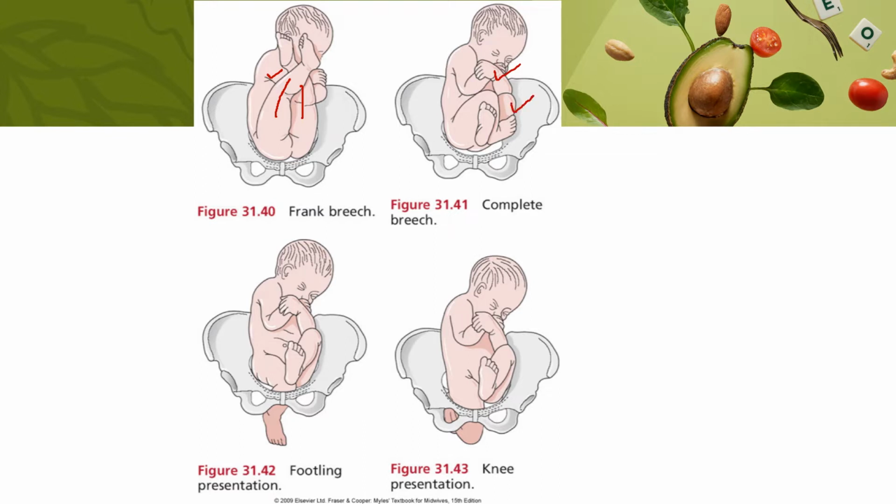Then footling presentation means one of the feet is coming down to the lower part of the uterus. Then knee presentation means the knee of the lower extremity is flexed. The knee part is present as the presenting part, so we call it a knee presentation. That is, the knee has come down to the lower part of the uterus.